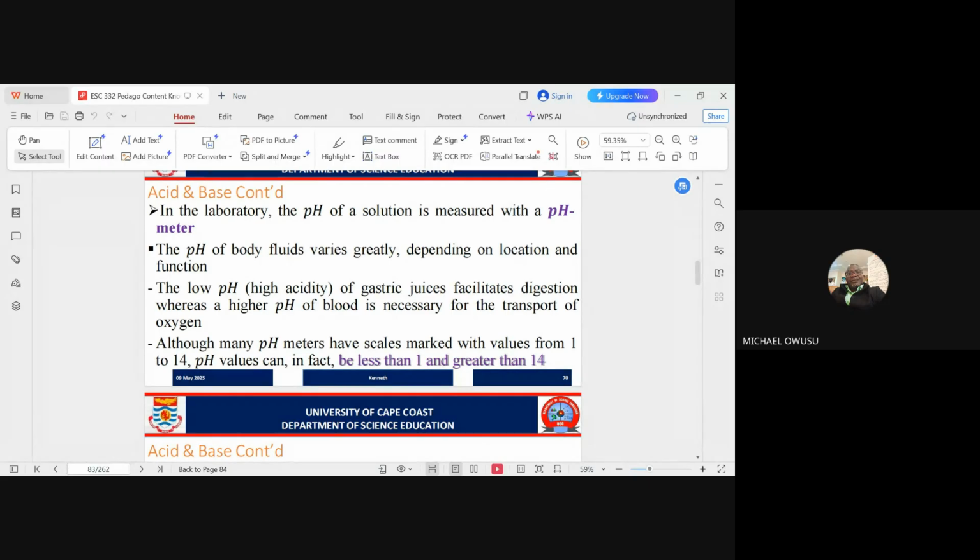In the laboratory, the pH of a solution is measured with the pH meter. The pH of a body fluid varies greatly depending on location and function. A low pH means high acidity; gastric juices facilitate digestion, whereas a higher pH of blood is necessary for transport of oxygen. Although many pH meters have scales marked with values from 1 to 14, pH values can in fact be less than 1 or greater than 14.